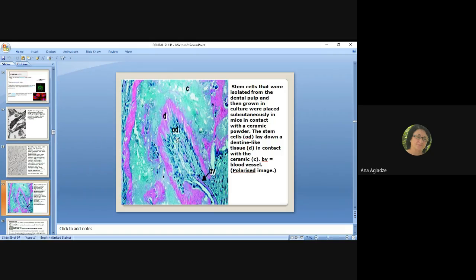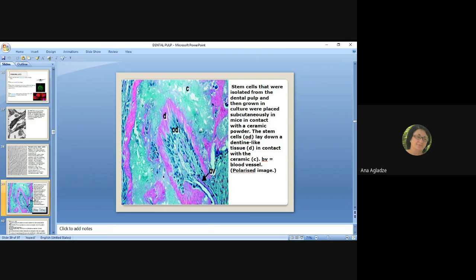And here you can see, if you remember, that tertiary dentin was produced by odontoblast-like cells. You know that odontoblasts are post-mitotic cells. They cannot divide, they cannot proliferate. But these ectomesenchymal cells can differentiate into the odontoblasts or odontoblast-like cells and give dentin.